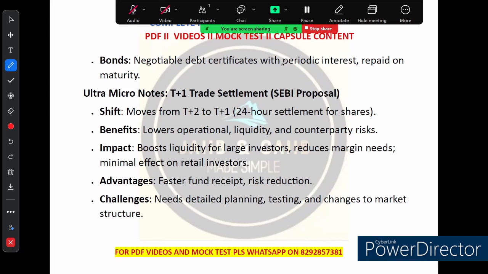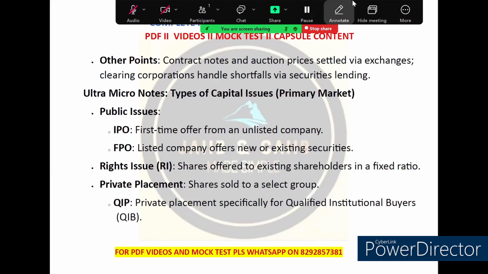Now, T+1 trade settlement SEBI proposal. So what is T+1? T+1 means trade settlement will be completed in 24 hours instead of the current 48 hours, right? T+2 means 48 hours. Why does it matter? Because it offers less risk for investors and faster payment. It offers more liquidity for big investors, and retail investors are not affected much, but everyone gets their money faster. What are the challenges? The challenge is that it needs careful planning and changes to the market system. That's why shifting from T+2 to T+1 matters a lot.